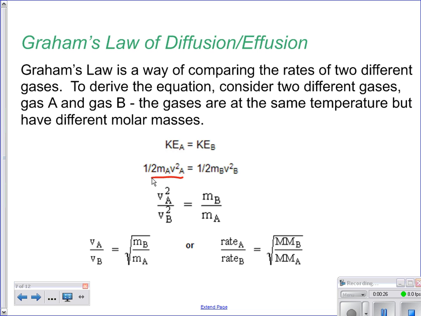1/2 mv squared. So we related that to the fact that if you had a really heavy gas, that's going to move pretty slowly. If you had a lightweight gas, it's going to move a lot quicker. So that's what we looked at in that relationship. So you still need to think about that. That's the main idea behind Graham's law.